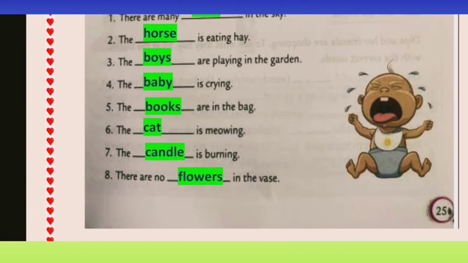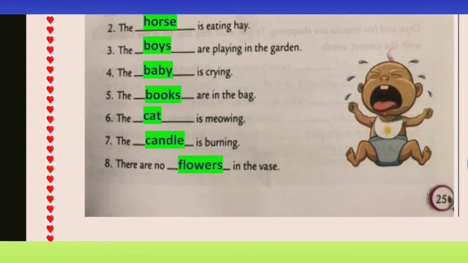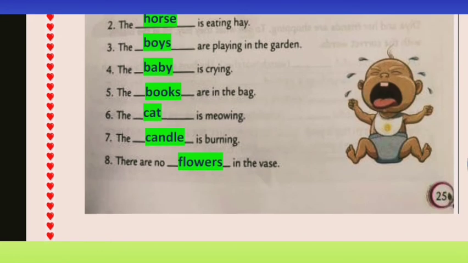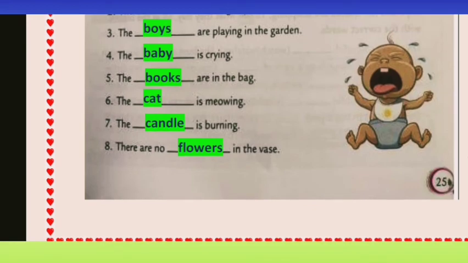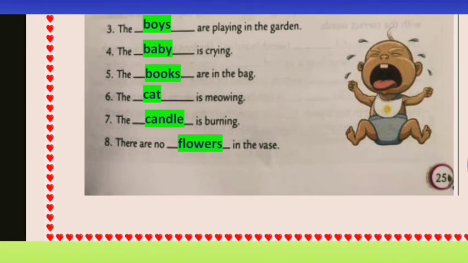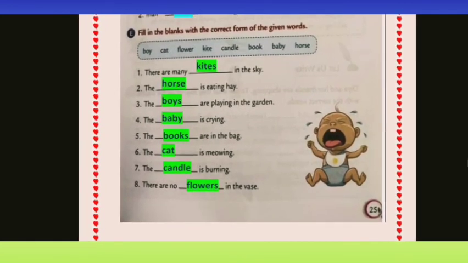The books are in the bag, because ARE is coming, so we will change book into books, in plural form. The cat is meowing. The candle is burning. There are no flowers in the vase. So I hope it is clear to you that you have to select according to the sentence. If IS is coming, you have to select the singular form. If ARE is coming in the sentence, you have to select the plural form of that word.